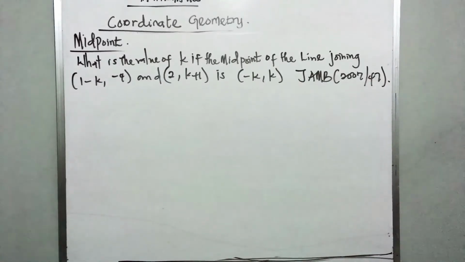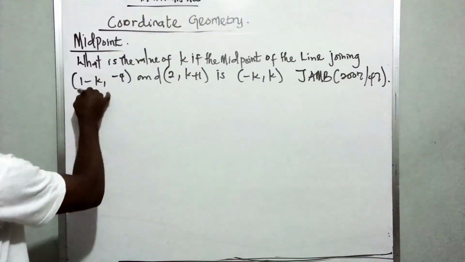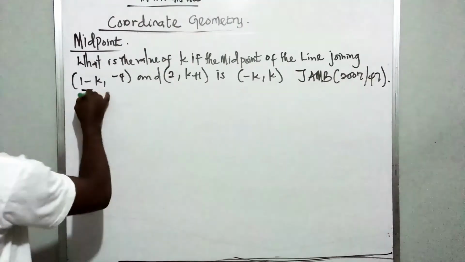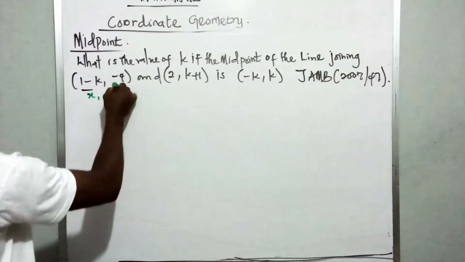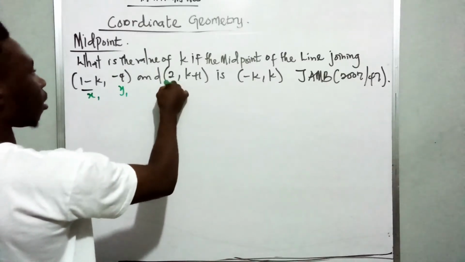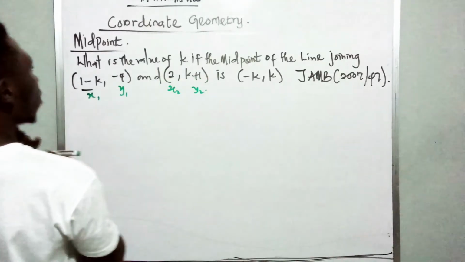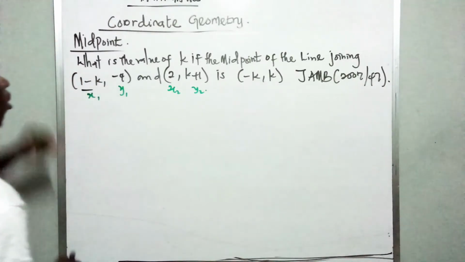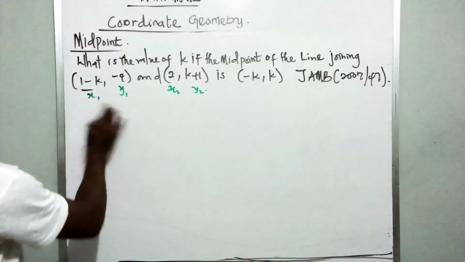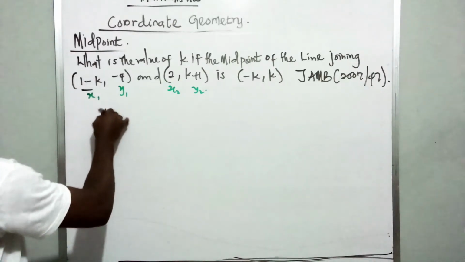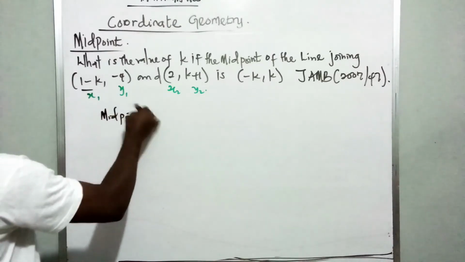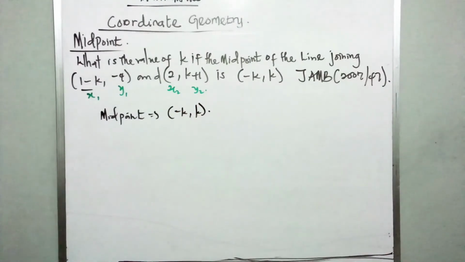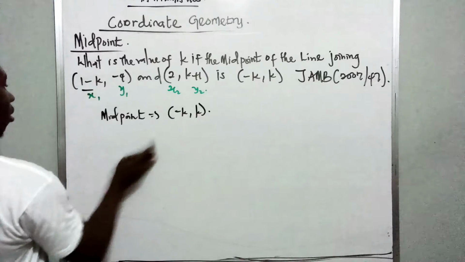So evaluating this, don't forget, this is your x1, y1, x2, y2. So find the value of k if the midpoint of the line joining this. So let's proceed. The midpoint here is minus k and k.